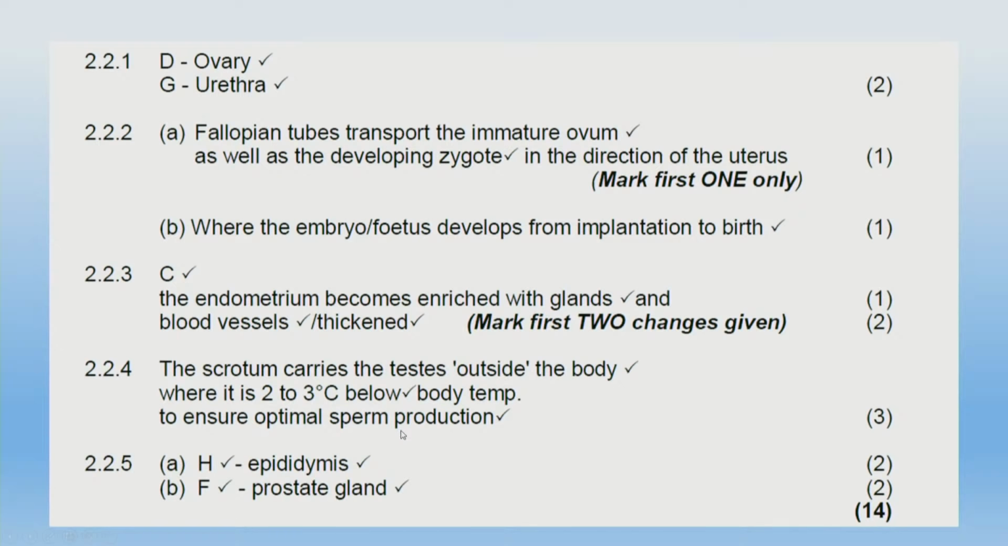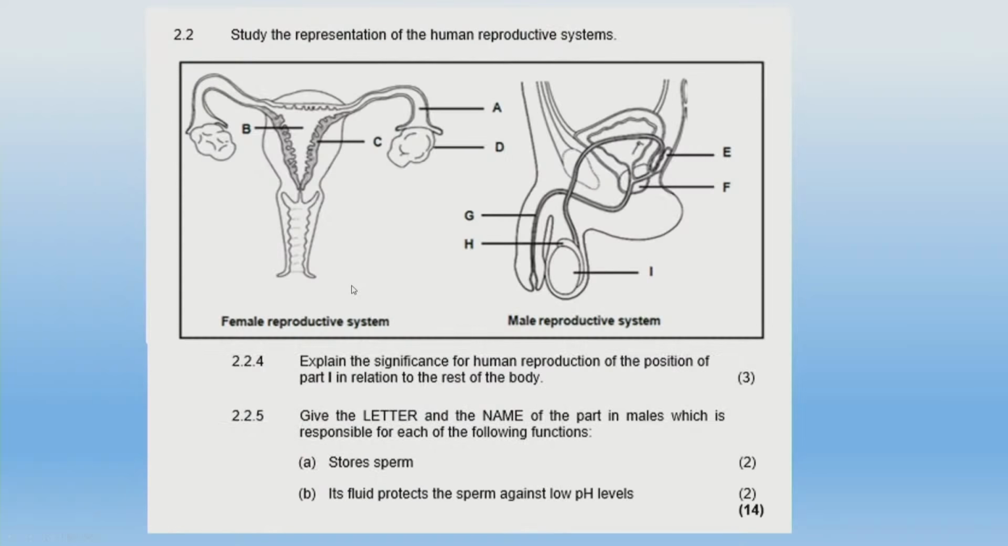So question 2.2.5. Give the letter and the name of the part in males which is responsible for each of the following functions. Let us look at the male reproductive system. Number A says stores sperms. That will be letter H, and the name of H is epididymis.